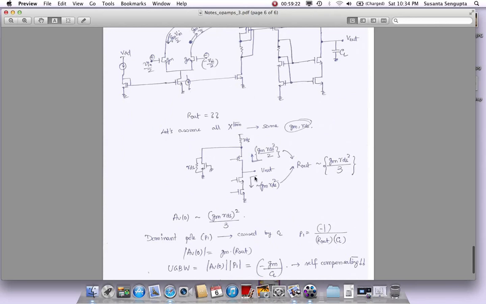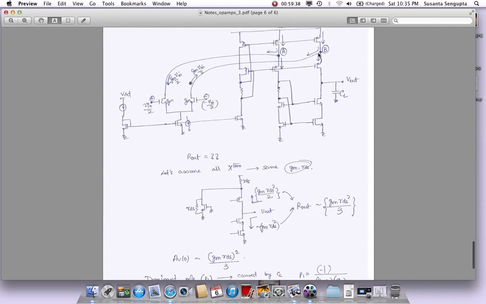So if I look down, this is the output looking down, that will be roughly GM RDS square. If I look up, what I have is the PMOS, then this is the RDS of this current source, but this point is also shunted by another RDS. Okay, so there are two RDSs. If you have two RDSs in parallel, it becomes RDS by 2. So what will be the output impedance looking up? It will be roughly GM RDS square by 2.